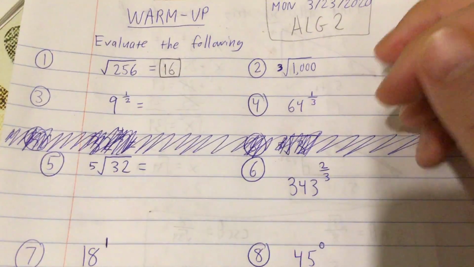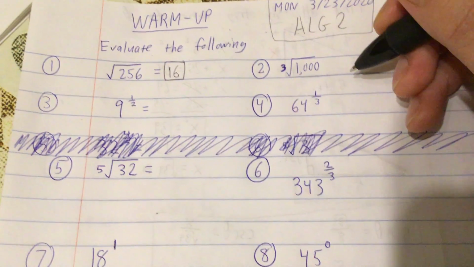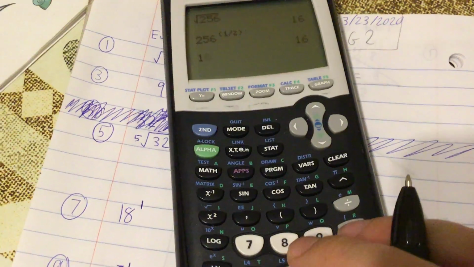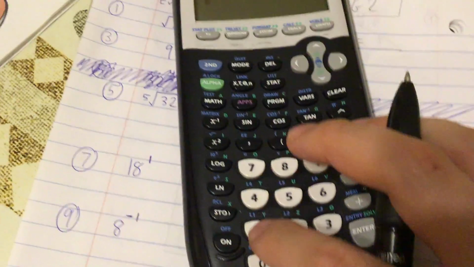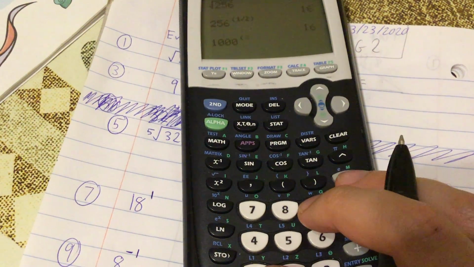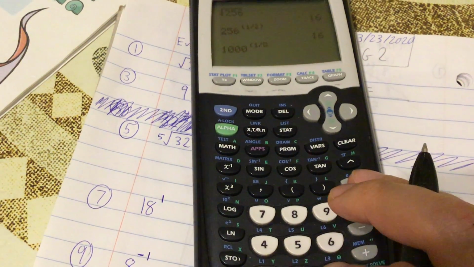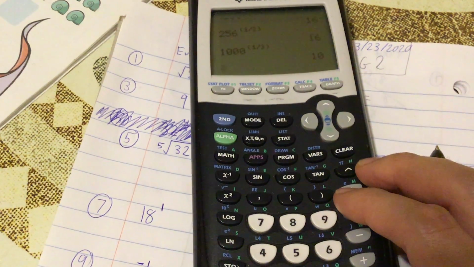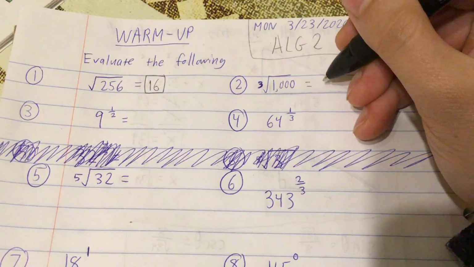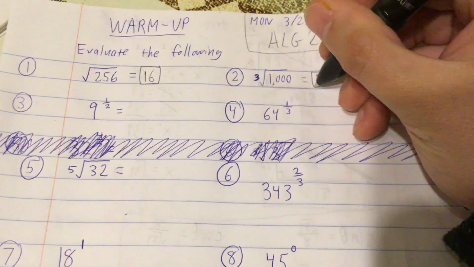Okay, moving on to problem number 2. The cube root of 1,000. What number times itself 3 times? So blank times blank times blank is 1,000. I would use the calculator and go 1,000 caret, and I want to do the cube root, so what power do I need to take it to? I'm going to take that to the 1/3 power, and that would get me 10. Why? Because 10 times 10 times 10 is in fact 1,000. So the cube root of 1,000 is 10.